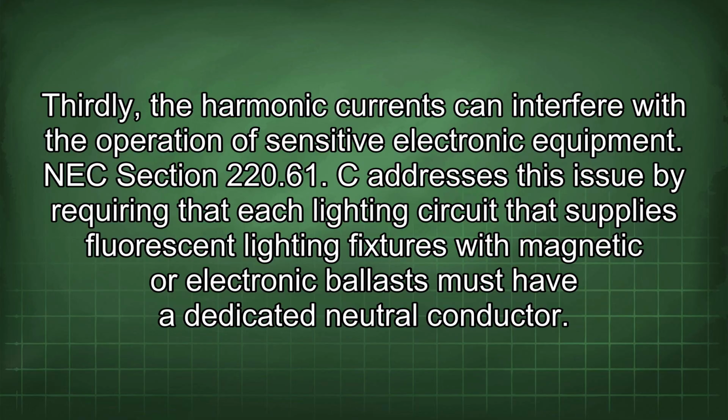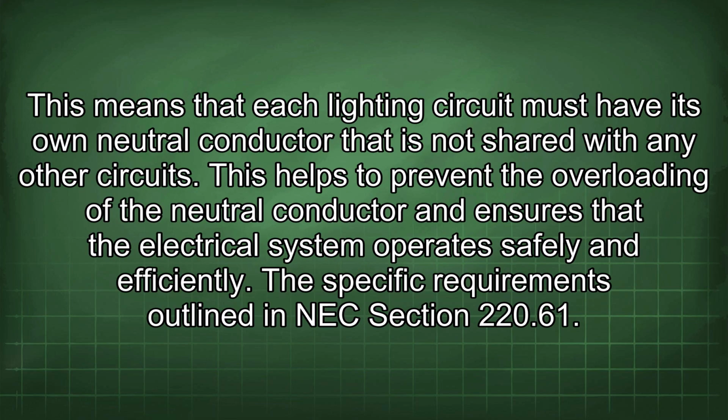NEC Section 220.61(C) addresses this issue by requiring that each lighting circuit that supplies fluorescent lighting fixtures with magnetic or electronic ballasts must have a dedicated neutral conductor. This means that each lighting circuit must have its own neutral conductor that is not shared with any other circuits. This helps to prevent the overloading of the neutral conductor and ensures that the electrical system operates safely and efficiently.